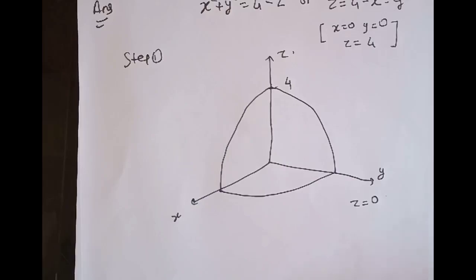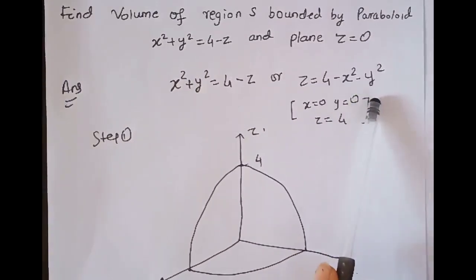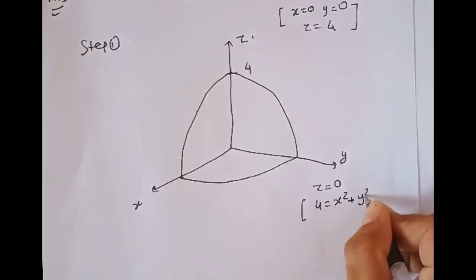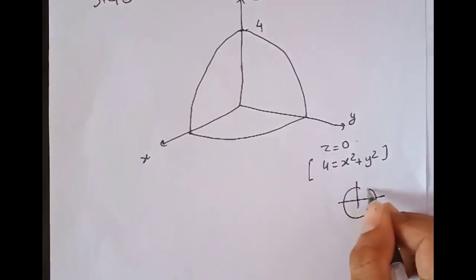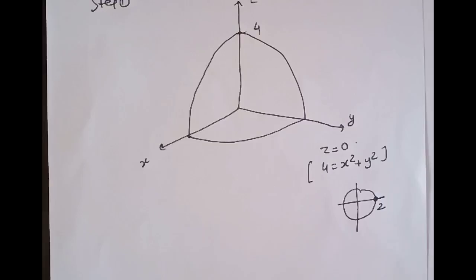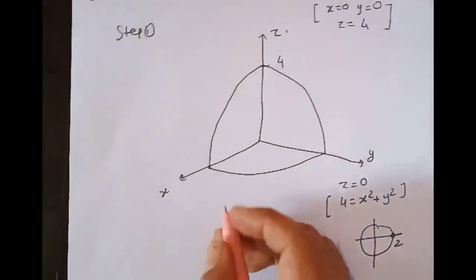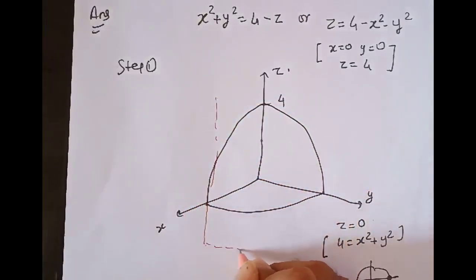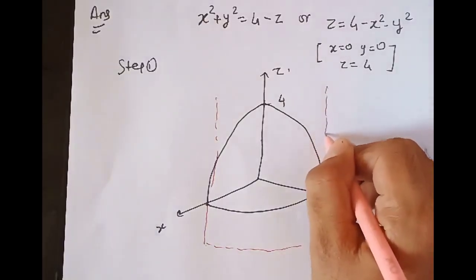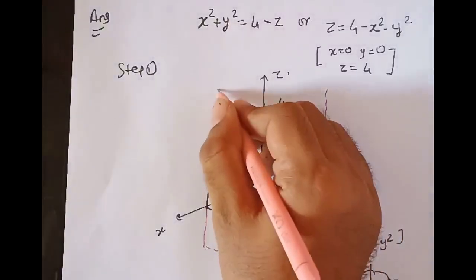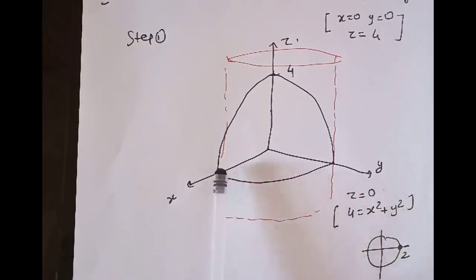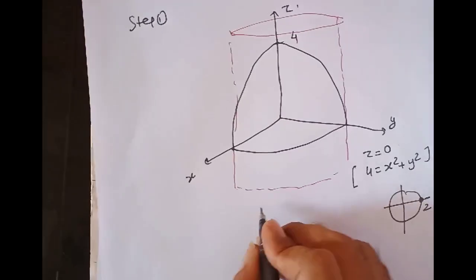Alright, so now I have to imagine a cylinder. So when z is equal to 0, from here, we can see the base, that 4 equal to x square plus y square. That means the base is looking like a circle of radius 2. So I will take an imaginary cylinder now, something like this. An imaginary cylinder that encloses the region tightly. Okay, so the radius of the cylinder should be 2 because of the base. So we will use cylindrical coordinates.